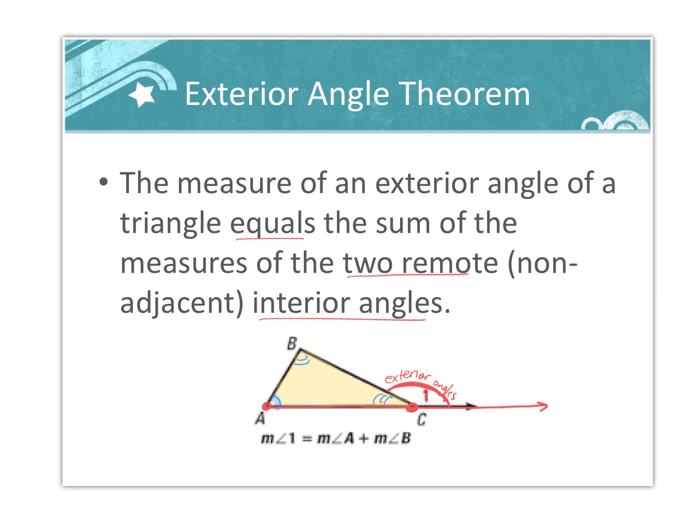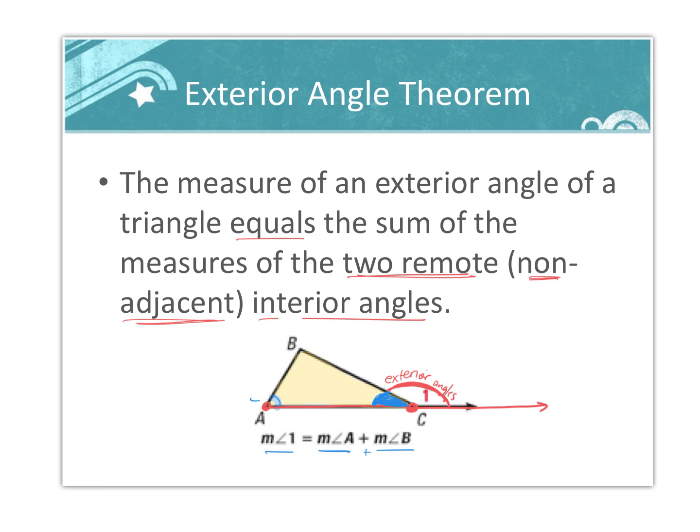So we know there's three angles inside: A, B, and C. The two remote angles, it further clarifies, are non-adjacent. So which angle is adjacent to angle 1? That's going to be angle C. If you notice, angle C is adjacent to angle 1, which makes these two the remote angles. And so basically angle 1 equals the sum of angle A plus angle B.